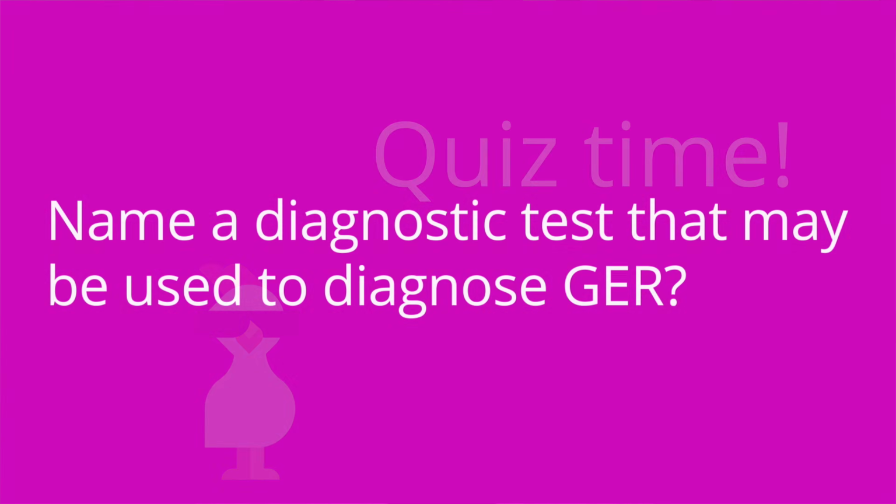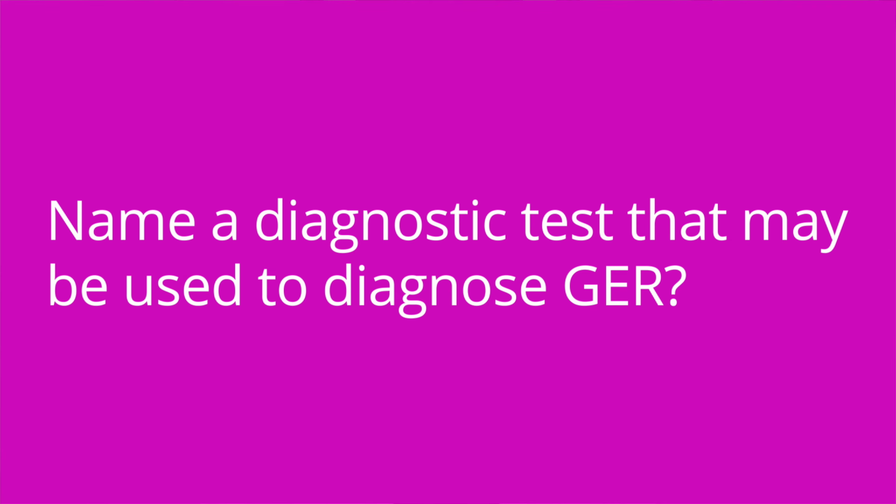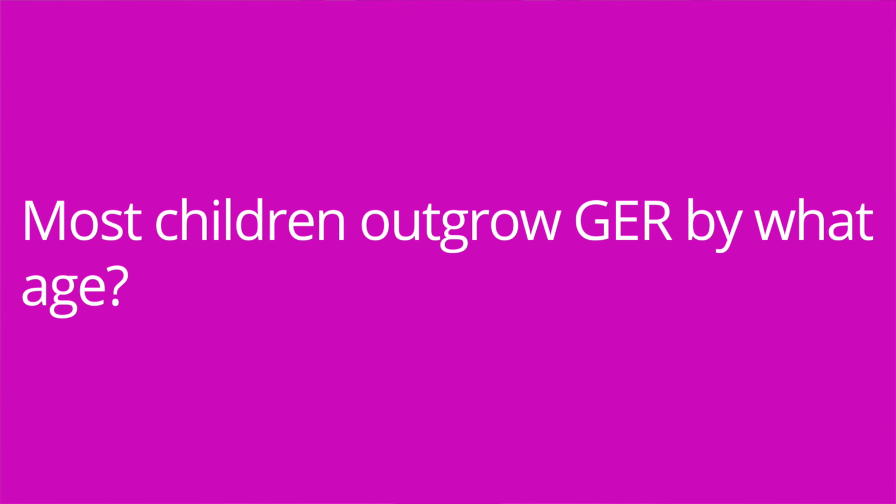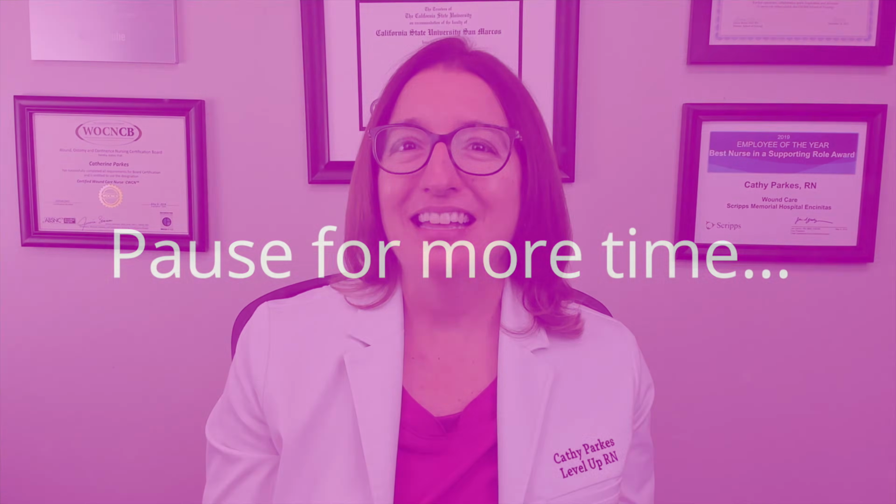All right, it's quiz time, and I've got 4 questions for you. Question number 1, name a diagnostic test that may be used to diagnose GER. If you said an upper GI series, esophageal pH monitoring, or EGD, you are right. Question number 2. Most children outgrow GER by what age? The answer is 1 year of age.